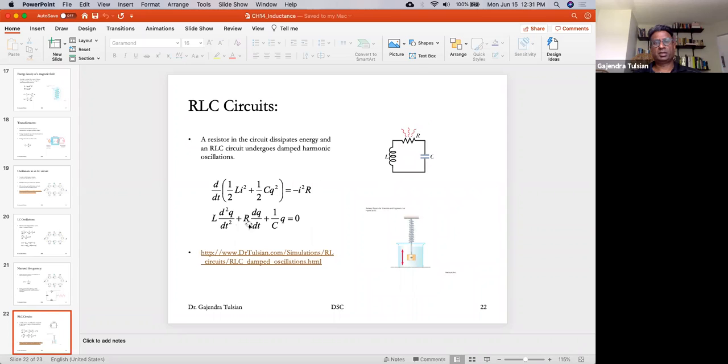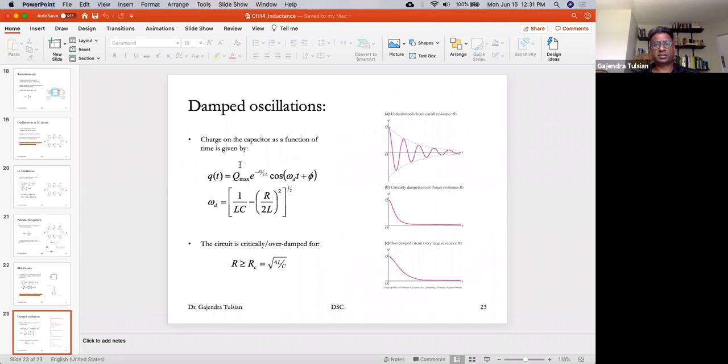So this equation models an RLC circuit. So here's the dissipation: with resistance present, the energy is dissipated, and the charge on the capacitor dissipates exponentially. The amplitude of the charge dissipates exponentially. All right, that finishes this chapter.